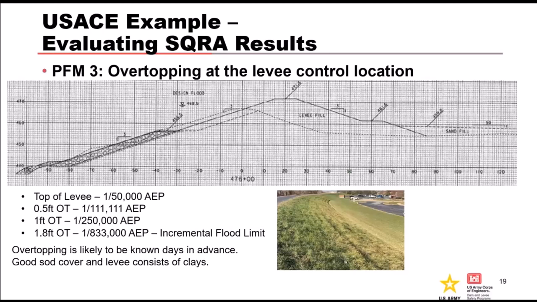So why do we have all these right here? Well, when we're thinking about overtopping, it's easier to think about it in terms of depth of overtopping. And we consider other things in this, like, do we have a good grass cover? What are the levee materials made out of? And what is the depth and duration of overtopping going to be? Overtopping is likely to be known days in advance. So that helps us with two things: to get people out of the way of the flood, and it also gives us some time to get our flood fighting operations ramped up. If there's some low spots, maybe we can sandbag this thing, maybe we can avoid the problem. Good sod cover, levee consists of clays, good. So there might be some resilience to overtopping here. So it's not going to fail immediately.